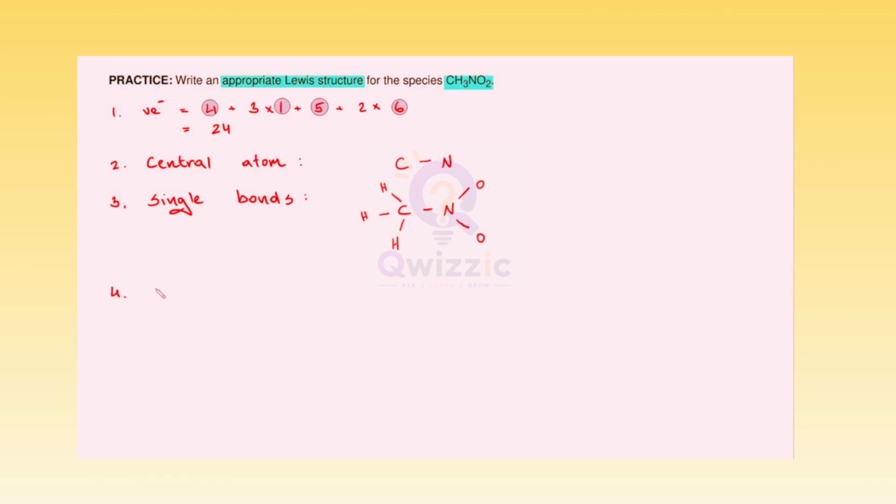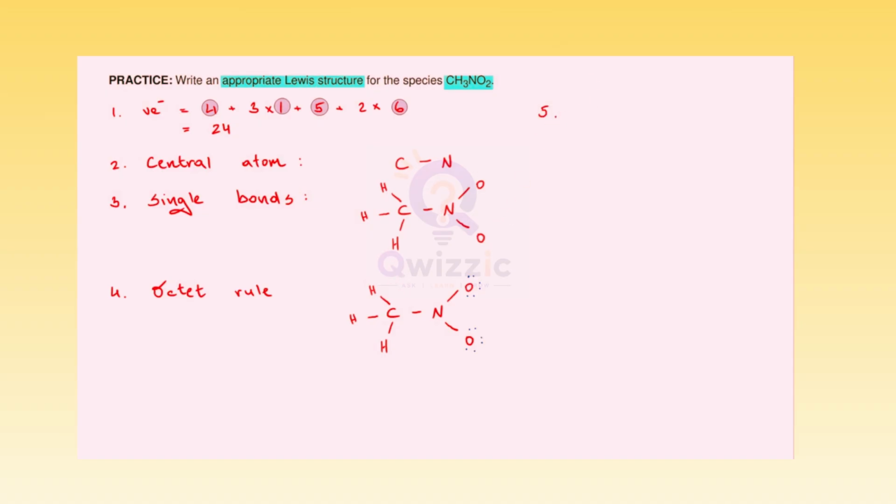Our fourth step is to satisfy the octet rule for the terminal atoms. In other words, we're not worried about the central atoms yet. We just want to make sure that we add our electrons to the terminal atoms. Hydrogens follow the duet rule, so we don't need to worry about them. We simply want to add 3 lone pairs to each oxygen, because each oxygen already has 2 electrons from the bond. Now our next step is to calculate the remaining number of valence electrons that are not assigned.